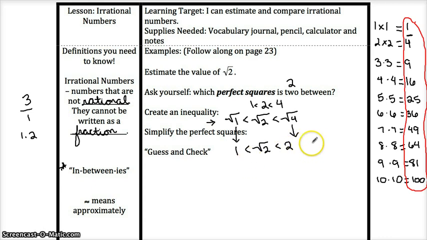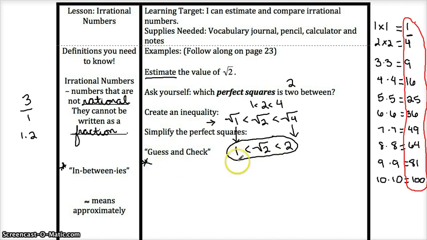This is an in-betweenie. It's saying that the square root of 2 is going to be in between 1 and 2. So sometimes on your homework, this will be your final answer. It'll say which two whole numbers this perfect square is between, and this will be your final answer. But this one is asking you to estimate the value of the square root of 2. If we're asked to estimate the value of an irrational square root right here, we need to do this process that I call guess and check.